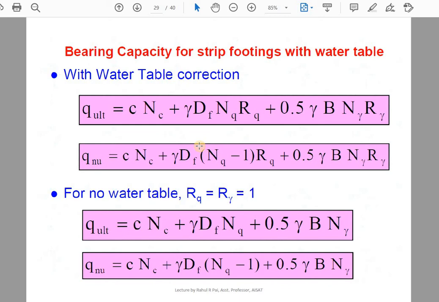That is, when you reduce the q from the ultimate, that is the surcharge of the soil around the foundation, which is gamma Df, then you get the equation in this form. If you see the previous lectures, you will get a better idea. So here both the cases are given, for water table correction and for no water table. That is, I already told you, rq is equal to r gamma equal to 1.